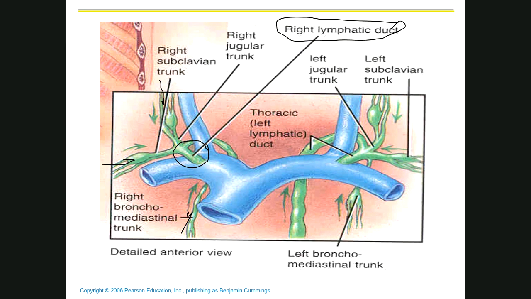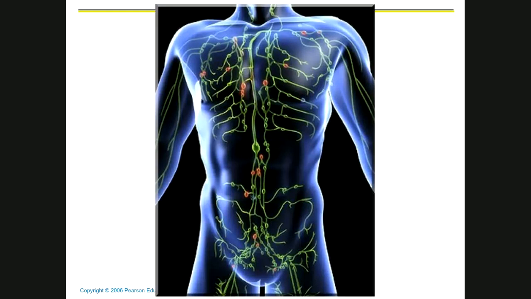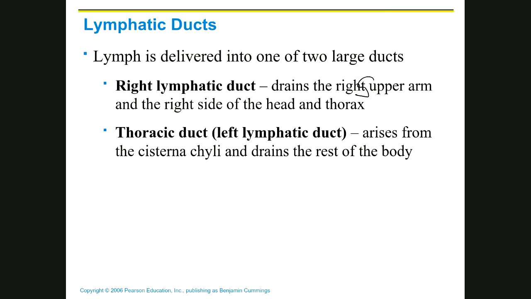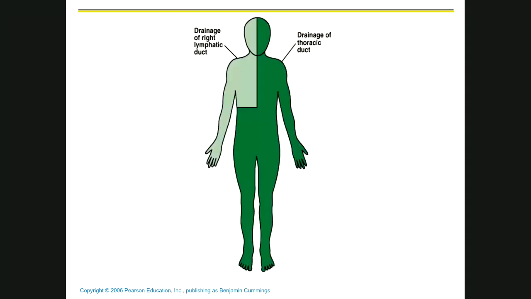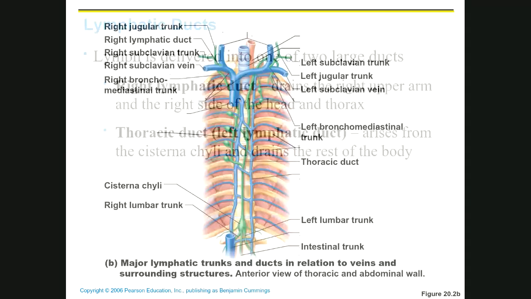Well, when you look at the right lymphatic duct, it's actually quite short and small. Well, the reason it's small is because it doesn't drain very much of your body. If you look at the amount of the body that it drains, it looks like this. It's only this part, and that's it. So the right side of the head, the right side of the neck, the right side of the chest, and the right arm, and that's it. All of the rest of the body is drained by the left lymphatic duct.